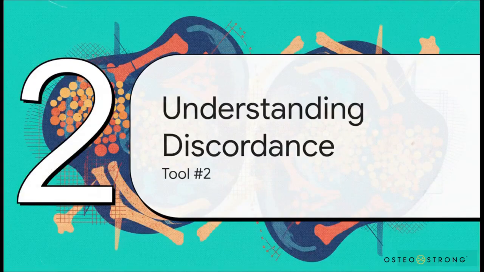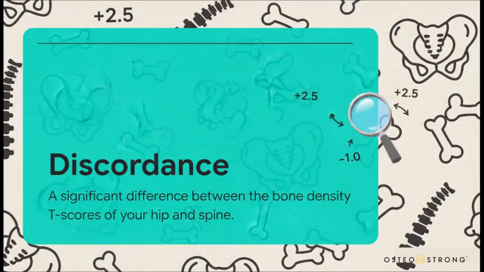Okay, so with that in mind, let's move on to our second tool. This is a big one for bone scans. It's called discordance. What is it? Well, in simple terms, discordance just means there's a big, significant difference between the bone density T-scores they find in your hip and the scores in your spine.